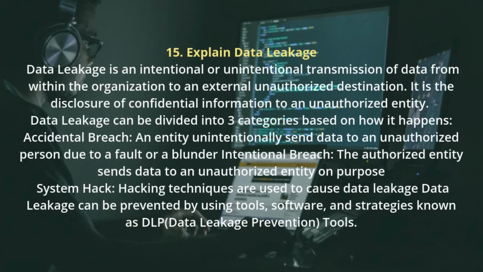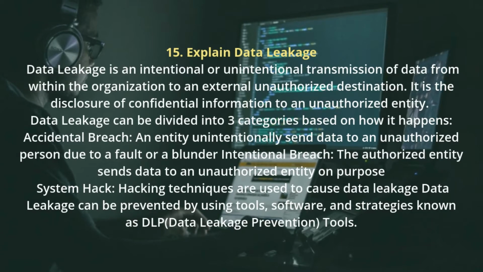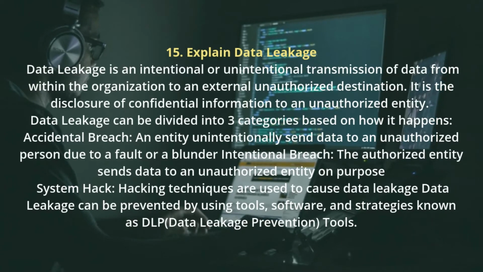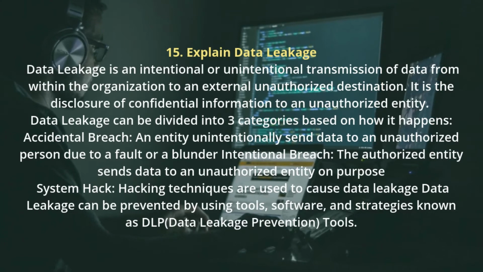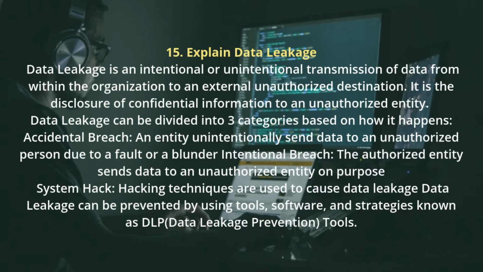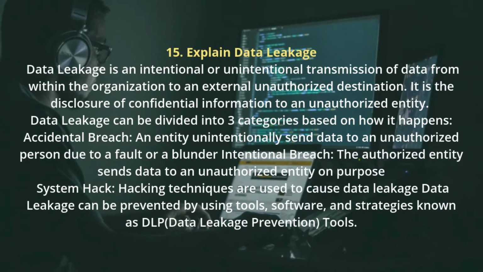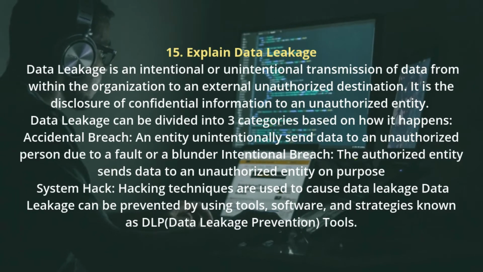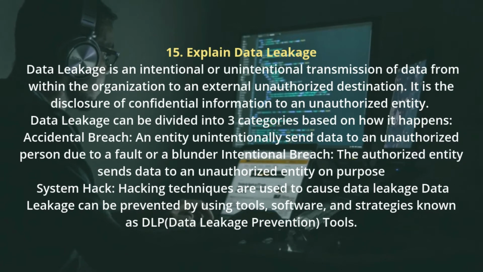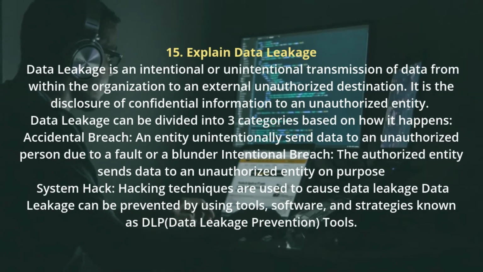15. Explain data leakage. Data leakage is an intentional or unintentional transmission of data from within the organization to an external unauthorized destination. It is the disclosure of confidential information to an unauthorized entity. Data leakage can be divided into 3 categories based on how it happens. Accidental breach: an entity unintentionally sends data to an unauthorized person due to a fault or a blunder. Intentional breach: the authorized entity sends data to an unauthorized entity on purpose. System hack: hacking techniques are used to cause data leakage. Data leakage can be prevented by using tools, software, and strategies known as DLP, data leakage prevention tools.